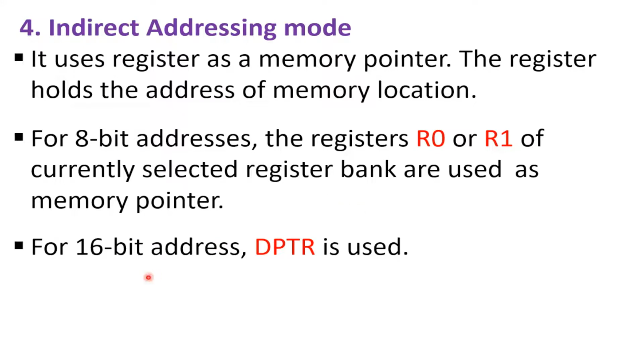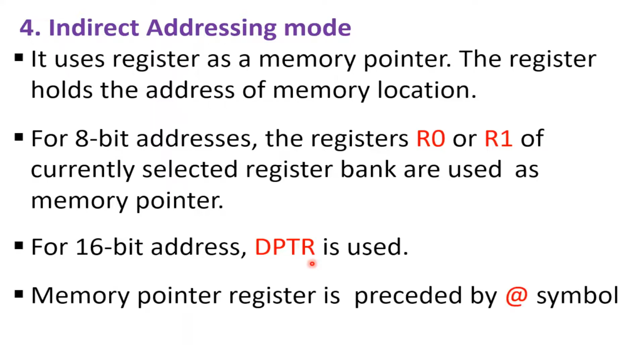If you are using a 16-bit address, that is, if you are using data memory, in that case a 16-bit register is to be used, and DPTR, which stands for data pointer, is a 16-bit register which can be used as a memory pointer. In short, for internal RAM, R0 and R1 are used as memory pointer registers, and for data memory, the 16-bit register DPTR is used as a memory pointer to access the data.